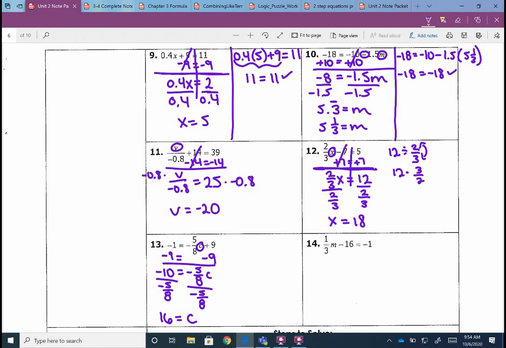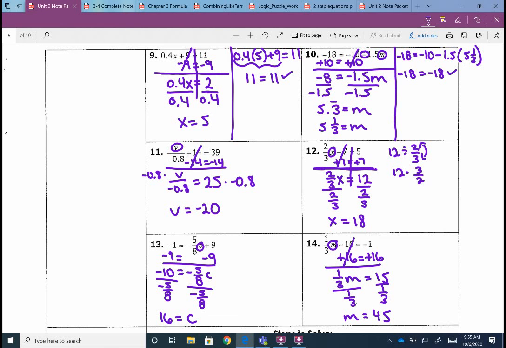Last but not least, number 14. There's my m, my variable. We undo the subtraction first. Over on the left side, I'm left with 1/3 m. On the right side, I have 15. 1/3 times m, to undo that, I divide by 1/3, or multiply by the reciprocal, which would be 3. So 15 divided by 1/3 is 45. Again, please make sure you are still taking the time to check.